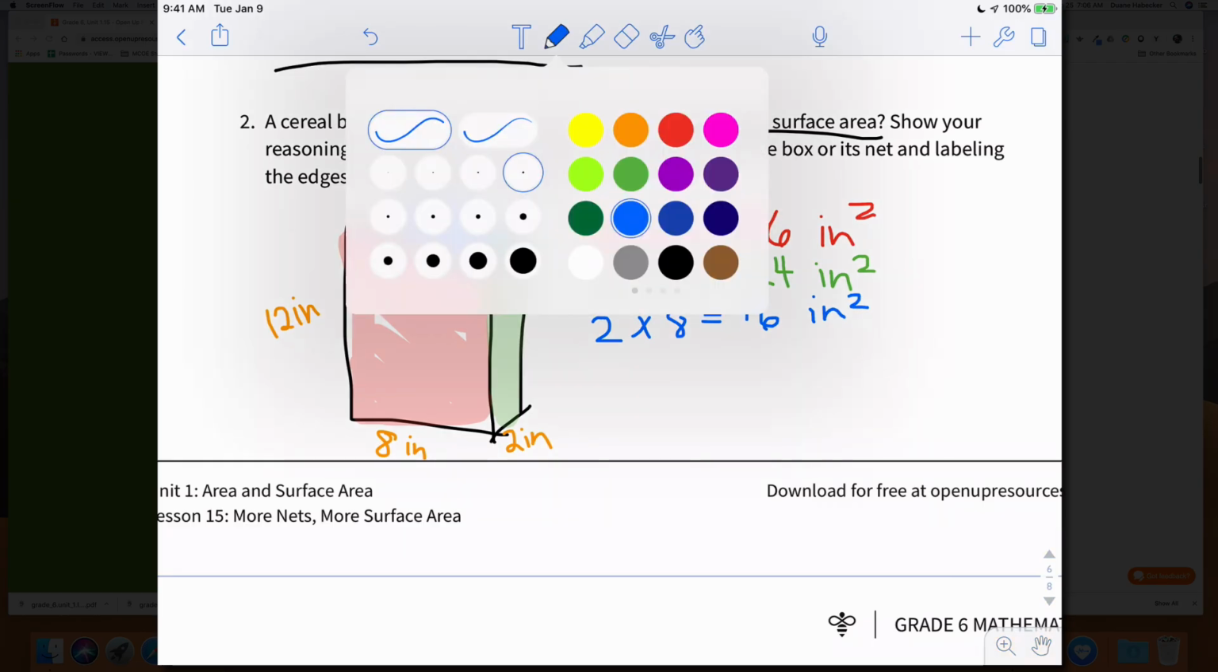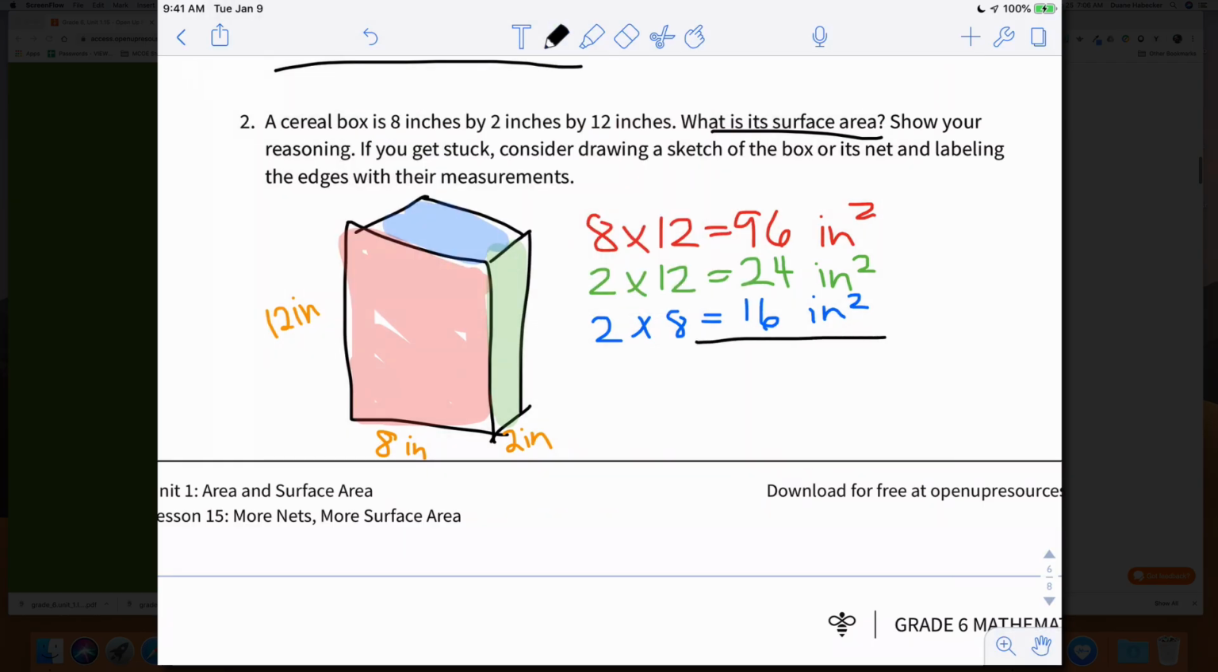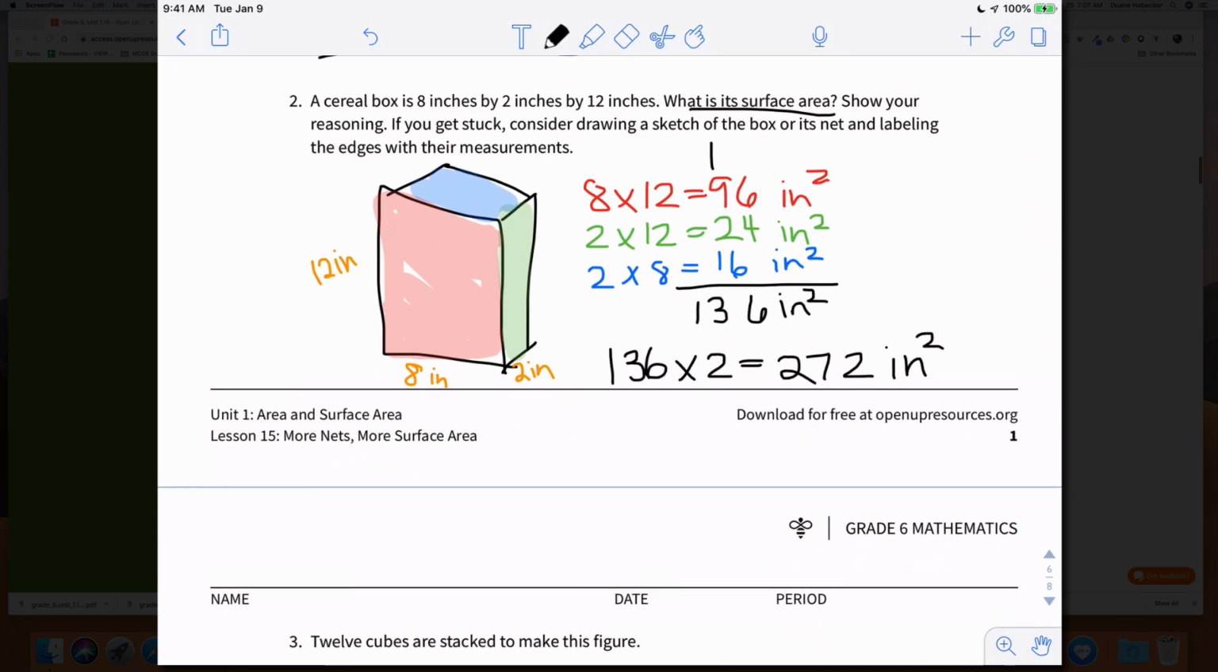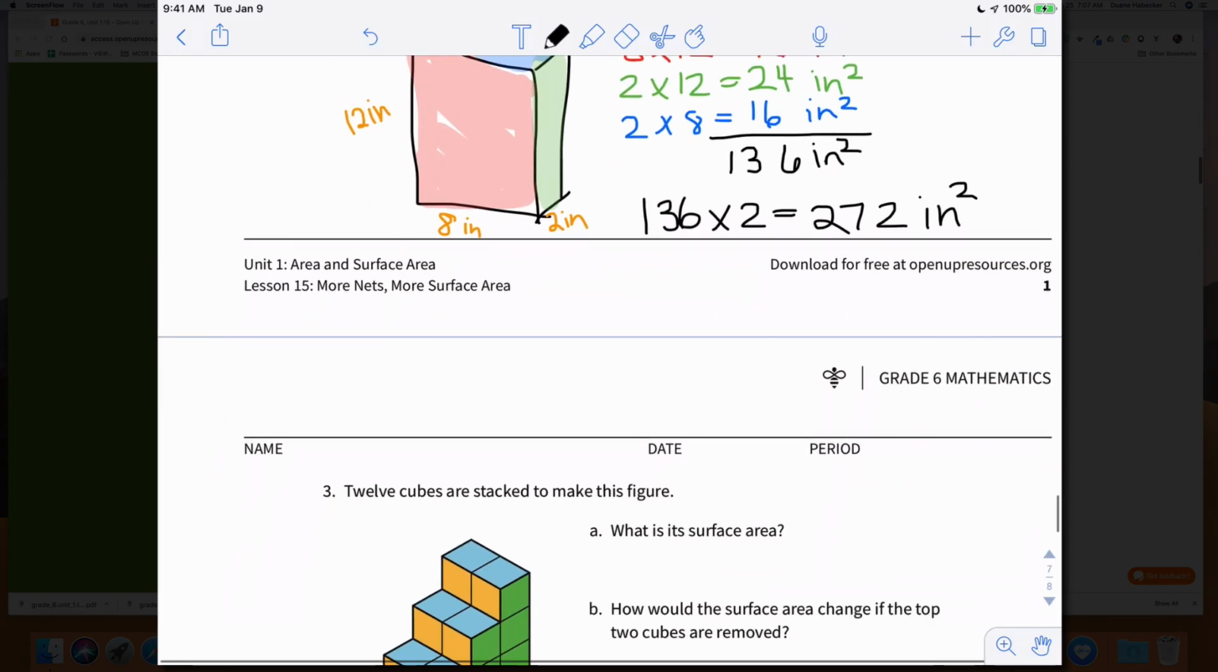So what we're going to do, let's add all of those together. 12, 13, 14, 15, 16, carry the 1, 10, 136 square inches. But that's just the 3 faces we can see. So now we have to take 136, multiply that baby by 2, and we get 272 square inches as our surface area. We could have done it as 6 separate faces. We would have gotten the same answer, but I decided to do just 3 faces and then multiply by 2 because each one has a partner.